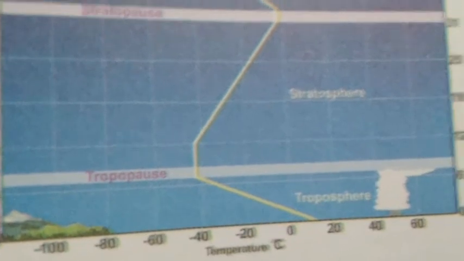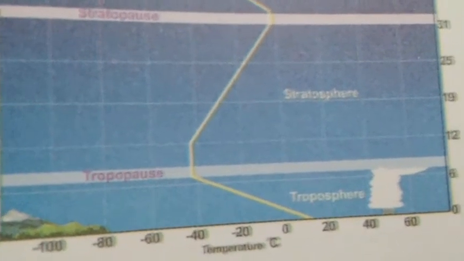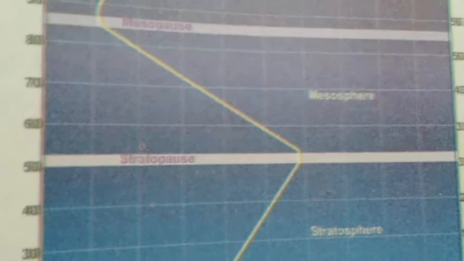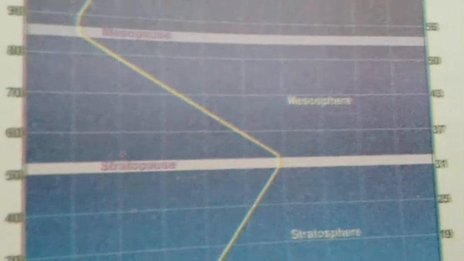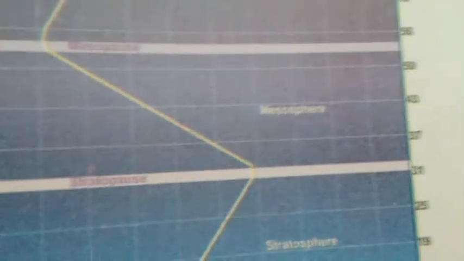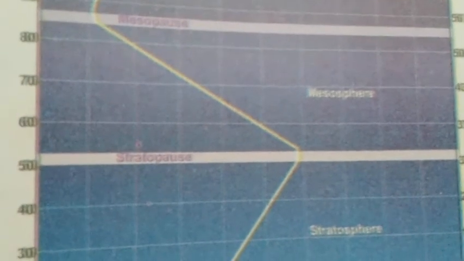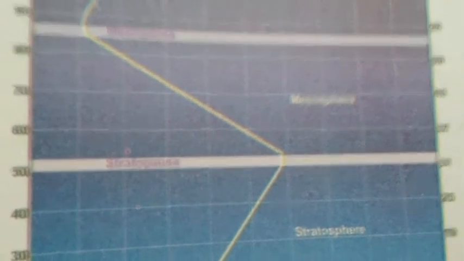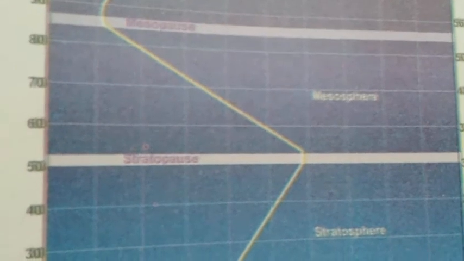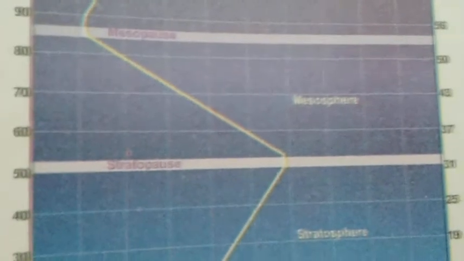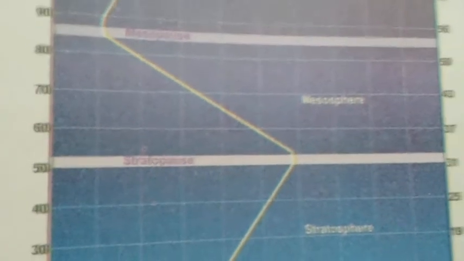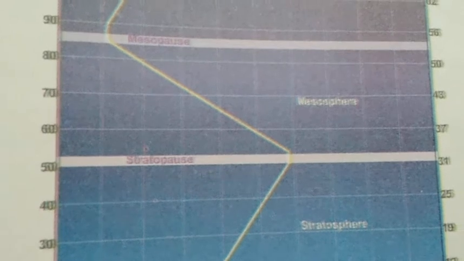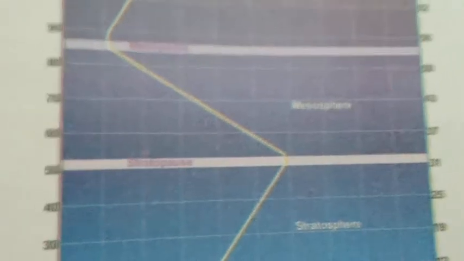Okay, and the next layer is, yes, mesosphere. Mesosphere lies above the stratosphere, and it extends to a height of about 80 kilometers above the earth's surface. In the mesosphere, the temperature of air decreases with increasing height. And meteors burn in this layer.